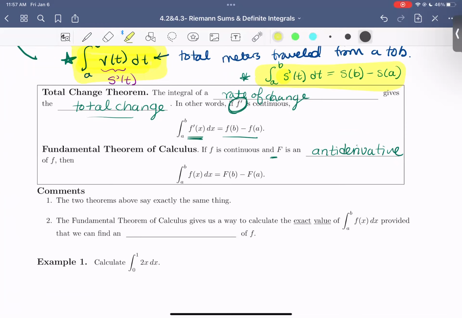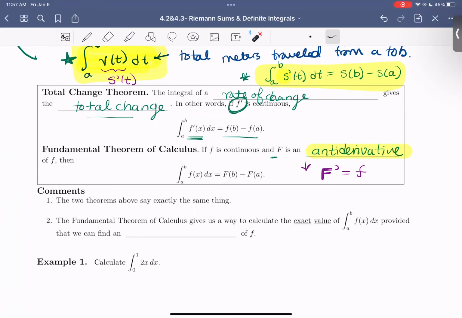And I just want to emphasize, what does it mean, antiderivative? It means the following: F prime is equal to little f. So big F is an antiderivative of little f if the derivative of big F is equal to f. So it kind of goes the other way than the derivative. All right, two comments that I want to make here. Number one, these two theorems say exactly the same thing. One is just using a rate of change function, and one is using the antiderivative.